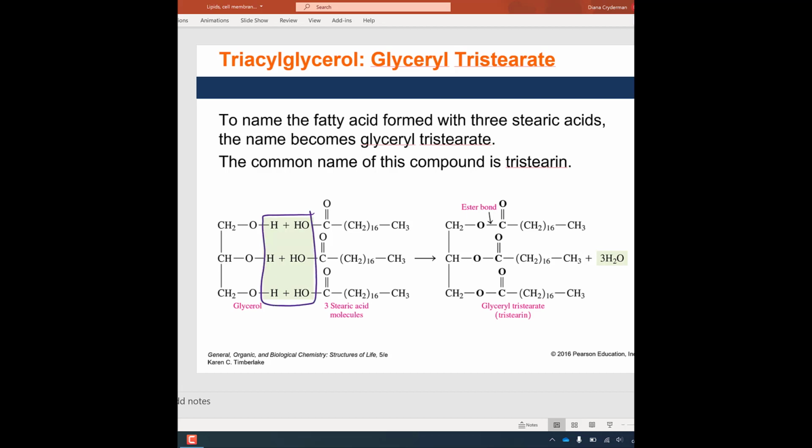So we're taking an alcohol in 3 different parts of the same molecule, and we're taking 3 separate carboxylic acids and joining them together. And overall, we have what's called a triglyceride with 3 different ester bonds in it. And in doing so, we've pulled out 3 water molecules.